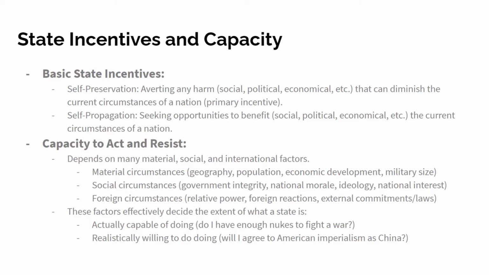I can't, let's just say, as Germany go into France's territory and just say, hey, this is now mine, right? There are very real agreements on sovereignty and different rules. And as such, you can't just do whatever you want. So then these factors effectively decide the extent of what a state is actually capable of doing, right? And that has to do with material circumstances because obviously not every state is capable of doing everything just based on their nature, but secondly, realistically willing to do, right? And that's really, really important.